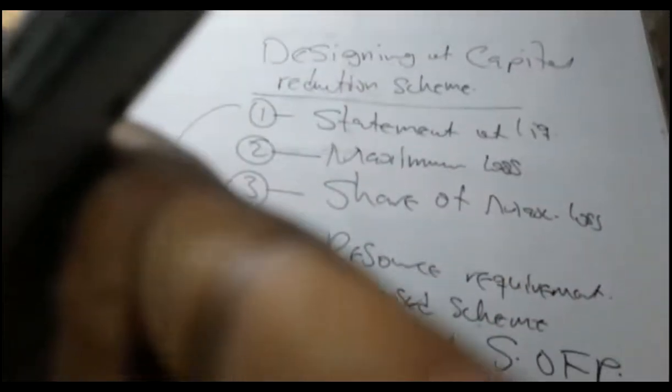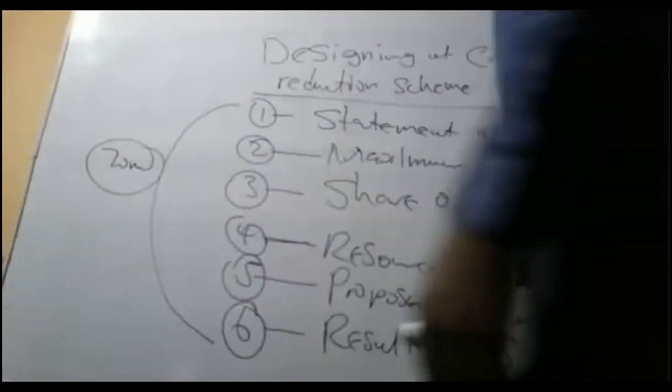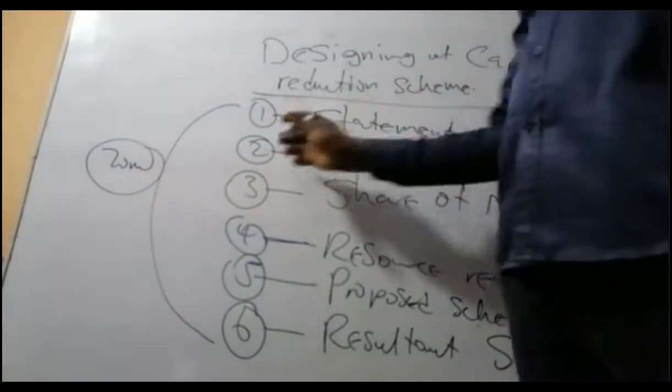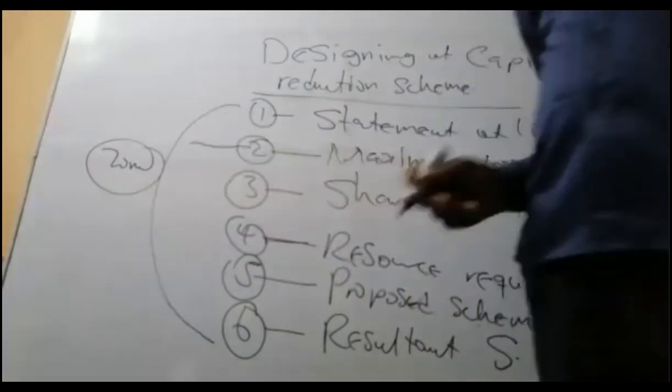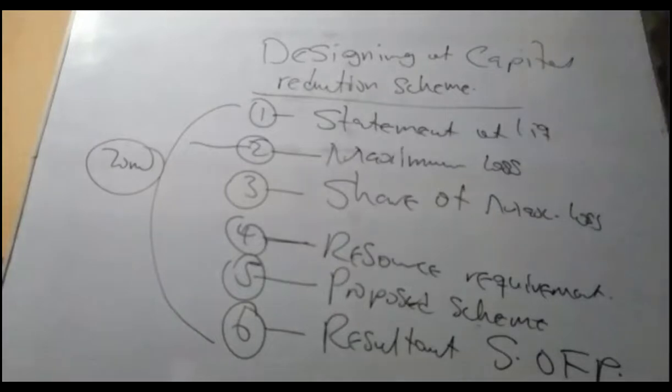Great. So that is it. These are the 6 standard steps that we have to go through before we can design a capital reduction scheme. So today, looking at our sample question, we will continue from step 2 up to step 6 to finish it up. And then we are done with the design of the scheme.